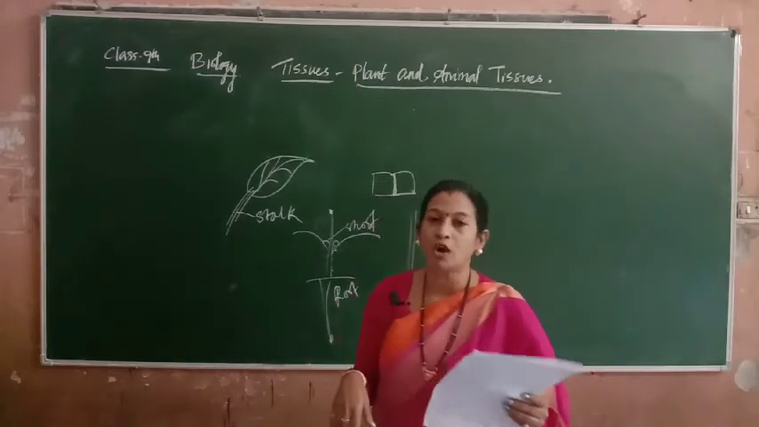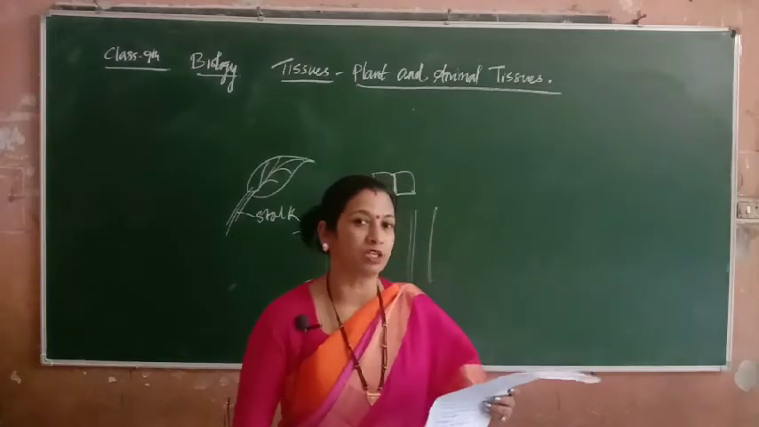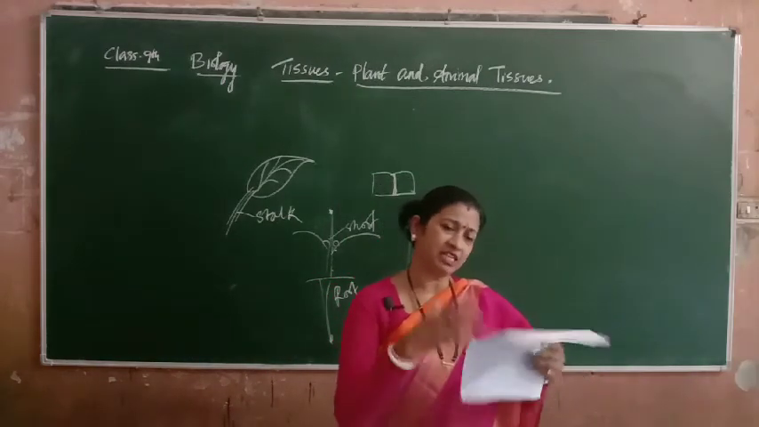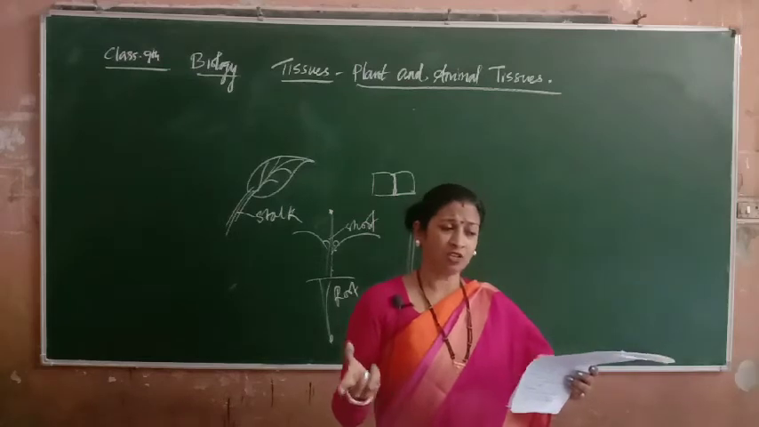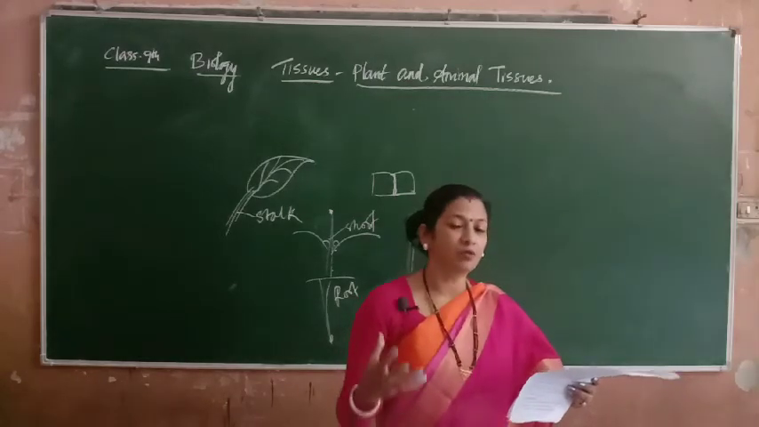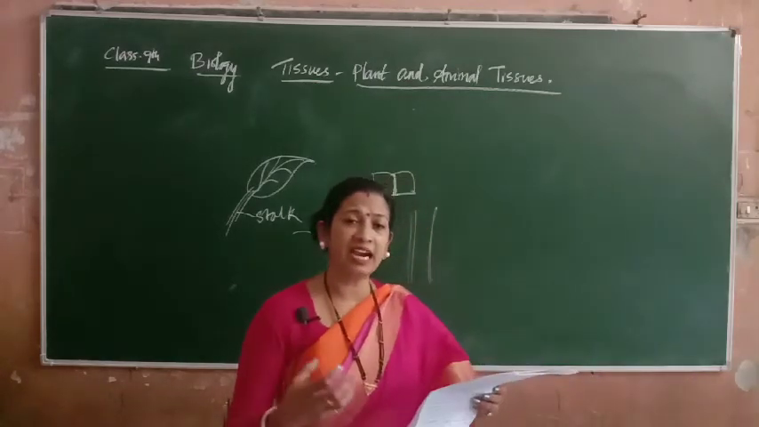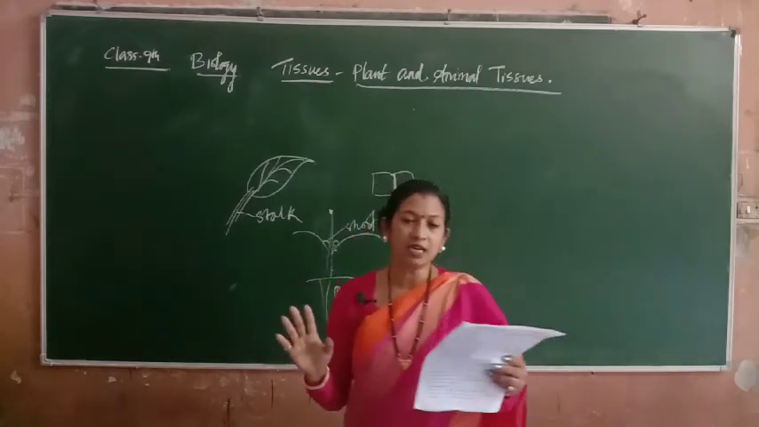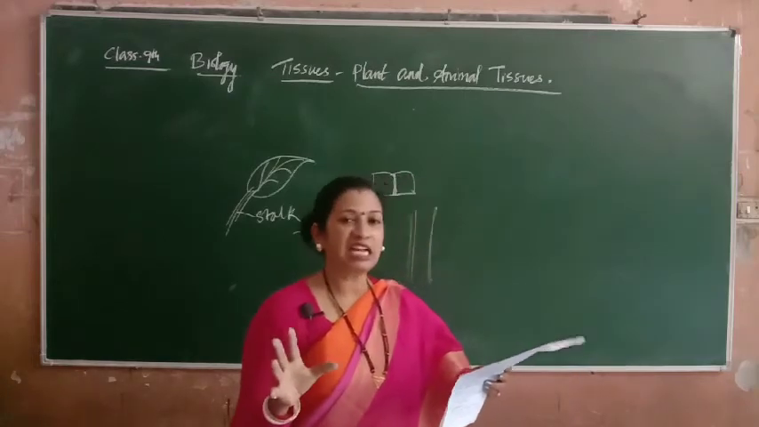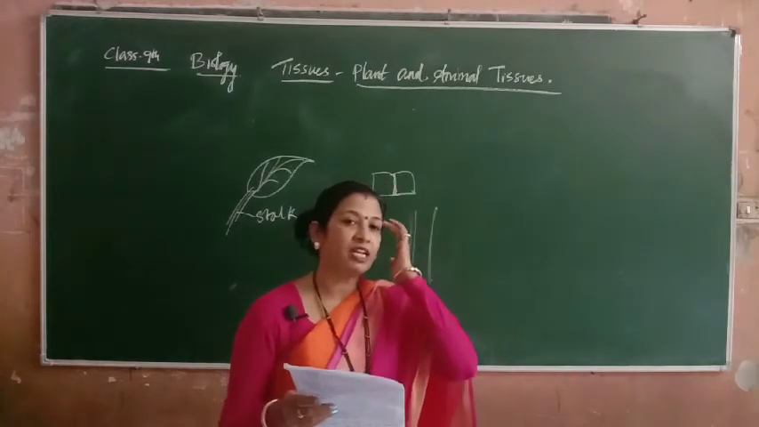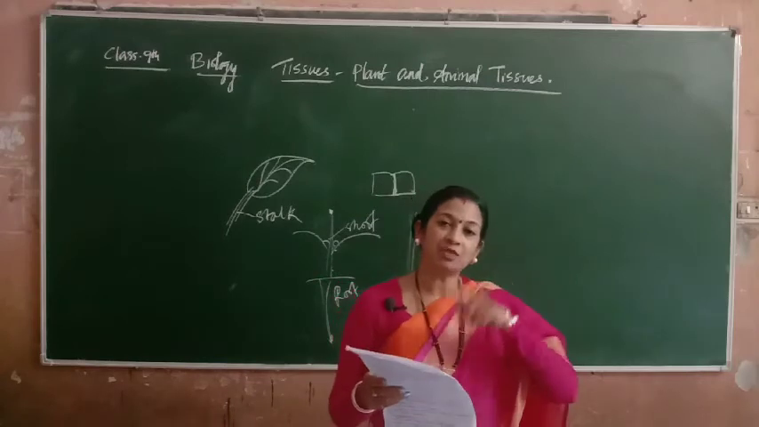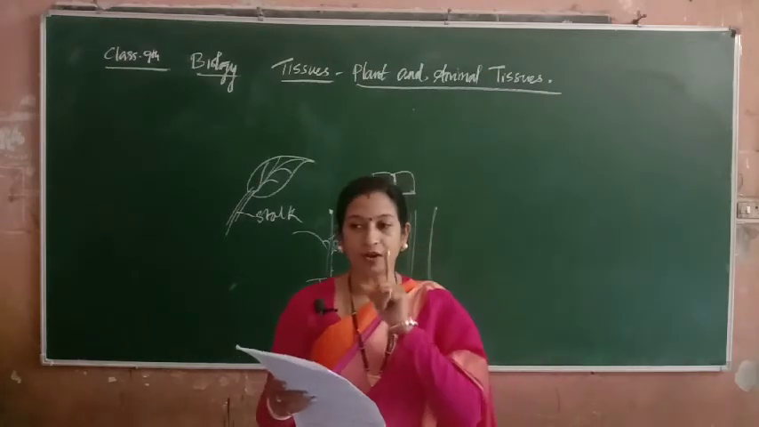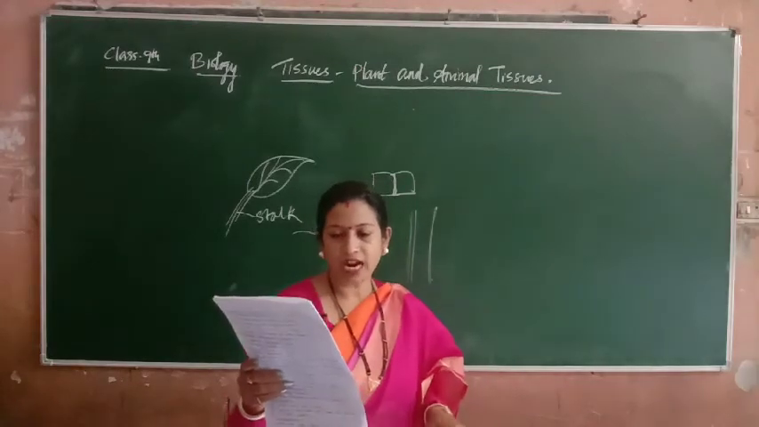Xylem transports water and mineral salts from the root. Xylem vessels are present abundantly in the root, and they are present everywhere in the plant body. So the xylem vessels of the root absorb the water and mineral salts and supply it to various parts of the plant body. Similarly, phloem transports food materials which are manufactured in the leaf to various parts of the plant body. So they transport food from the leaf to various parts of the plant body.